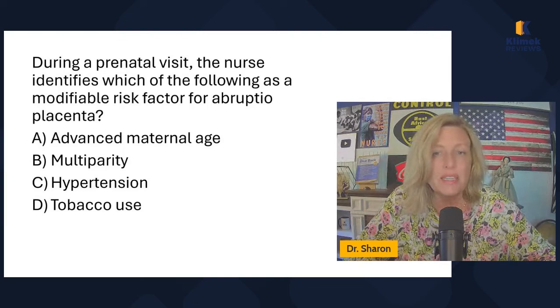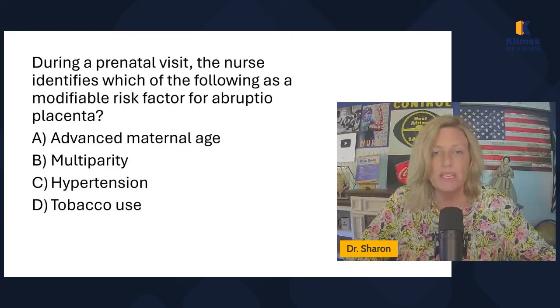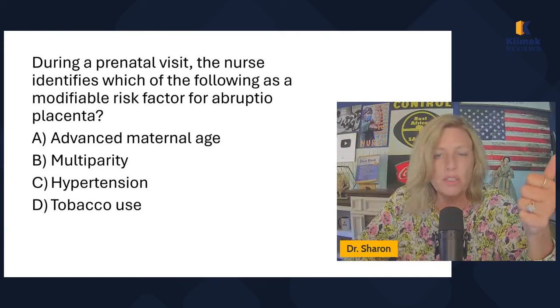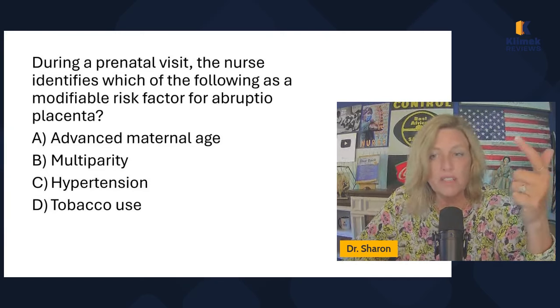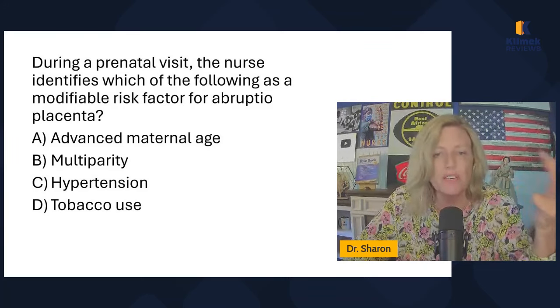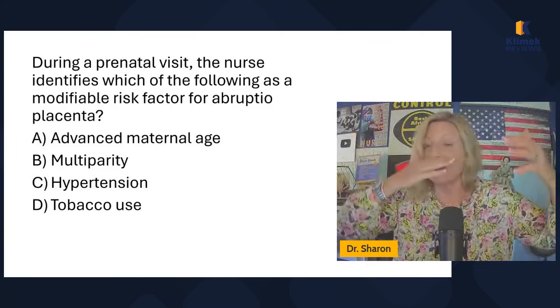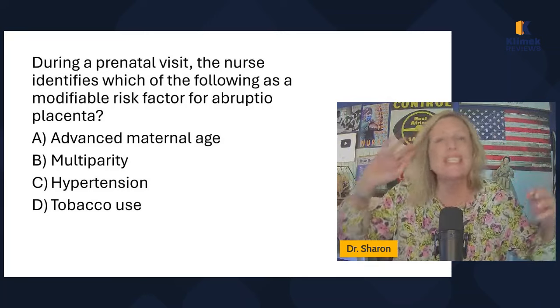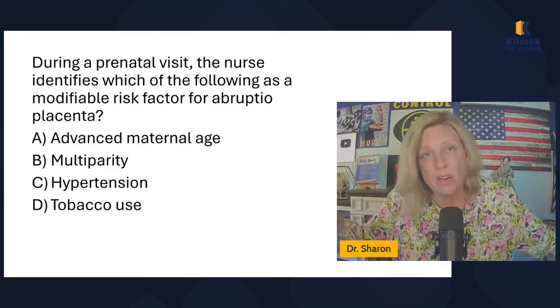During a prenatal visit, the nurse identifies which of the following is a modifiable risk factor for abruptio placenta. Advanced maternal age. Okay, that is a risk factor. Multiparity. That is a risk factor. Hypertension, I didn't say that before, but that makes sense. So that would be a risk factor. Tobacco use. So let's say all these are risk factors. And you go, I don't know which one's a risk factor. Well, let's say they all are. And in fact, they all are.